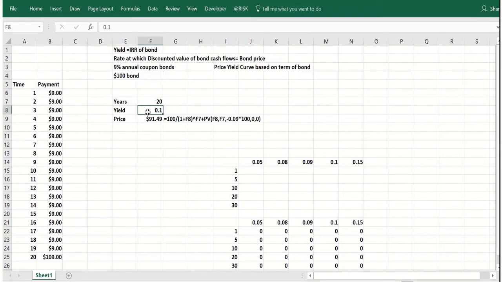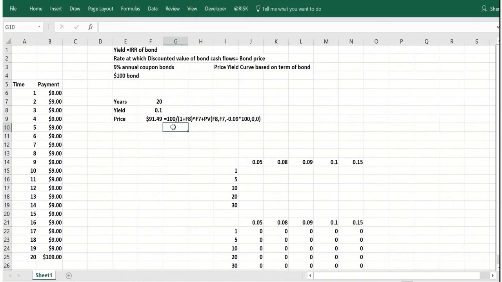So if you pick a yield and the number of years in the bond, and you know the coupon and the face value, the price would just be, at that yield, the discounted value in today's dollars, or the NPV, of the cash flows: coupon plus face value for the bond.